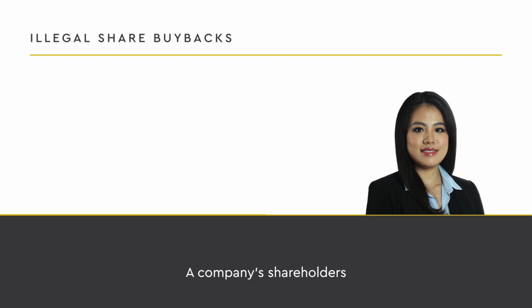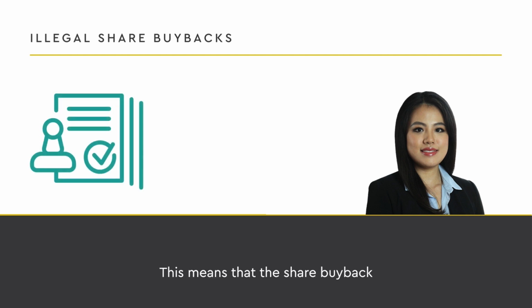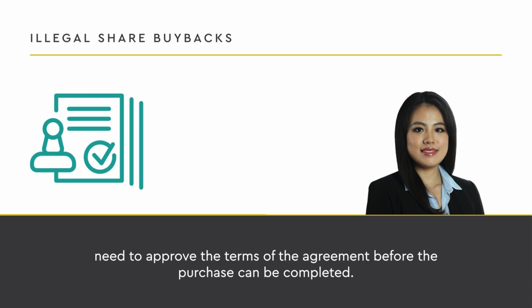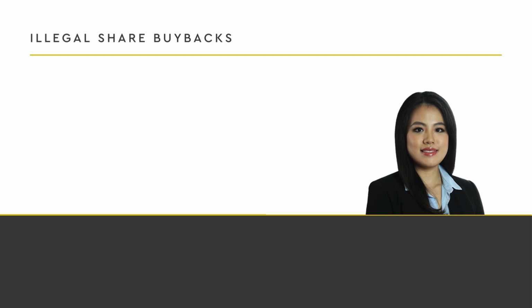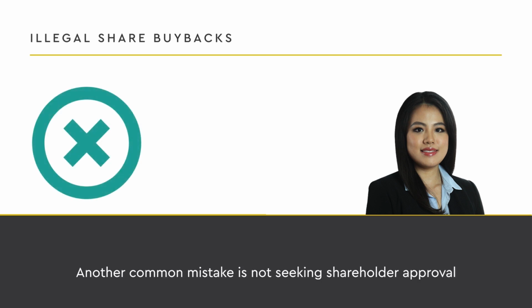A company's shareholders need to approve the terms of the buyback before the agreement is entered into. This means that the share buyback agreement will need to be circulated to the company's shareholders, and the shareholders need to approve the terms of the agreement before the purchase can be completed. Seeking shareholder approval after the agreement has been entered into is too late and renders the buyback void. Another common mistake is not seeking shareholder approval, as this isn't usually required for share transfers.